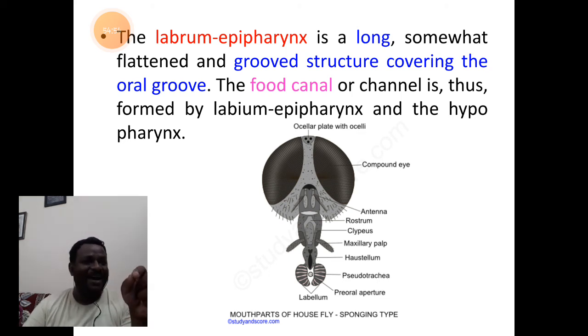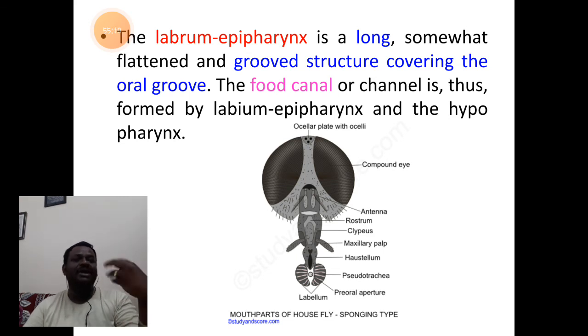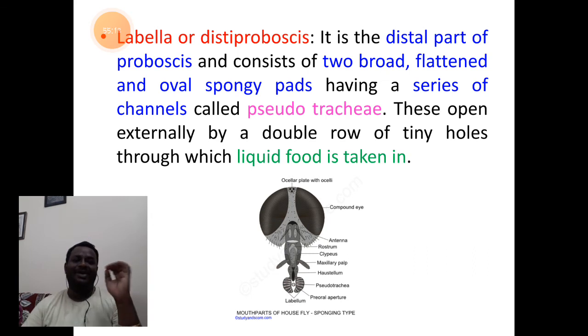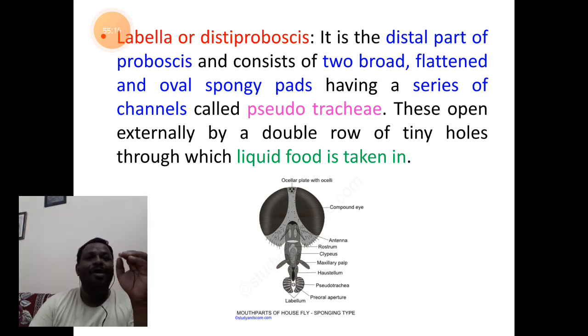The labrum epipharynx, which secretes saliva and forms the channels of saliva, is associated with the food canals also to form that oral groove, through which the food is taken in. The last part is labella or distal proboscis. When you see this structure, it is present down at the free end. It's a distal part of the proboscis.